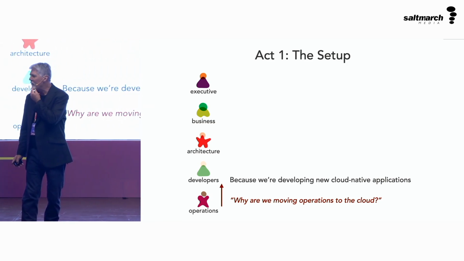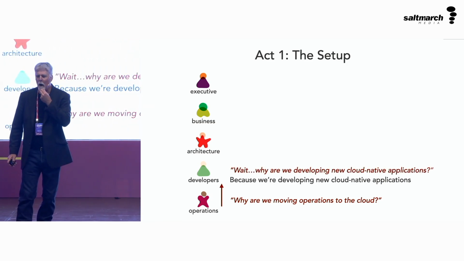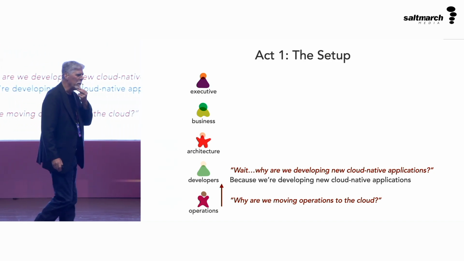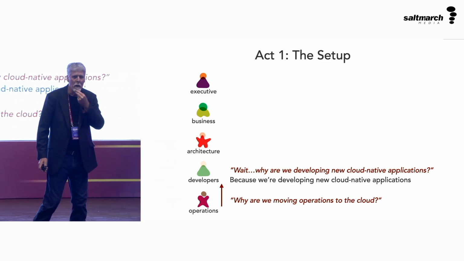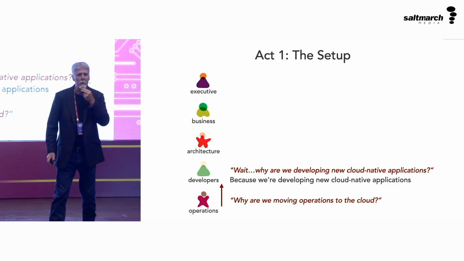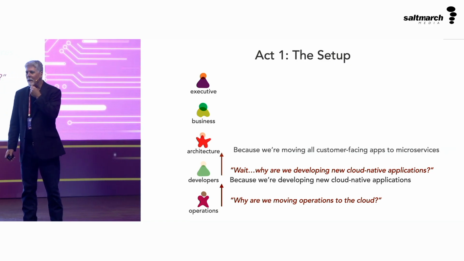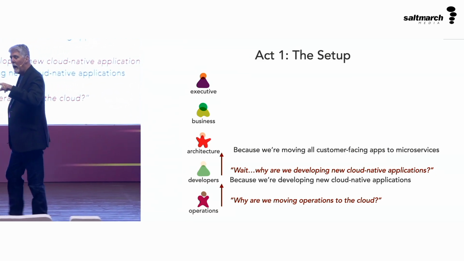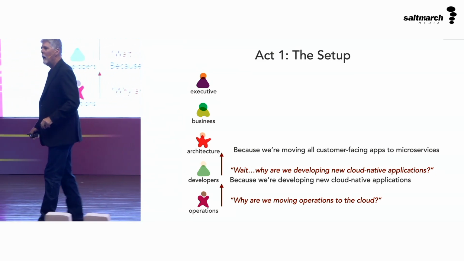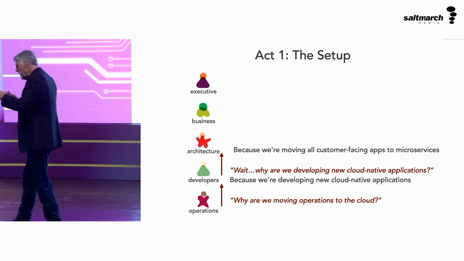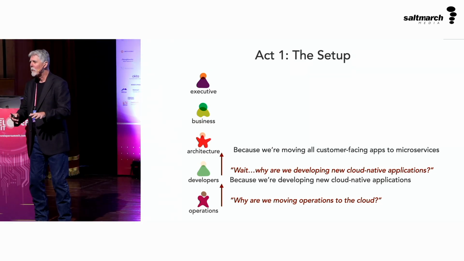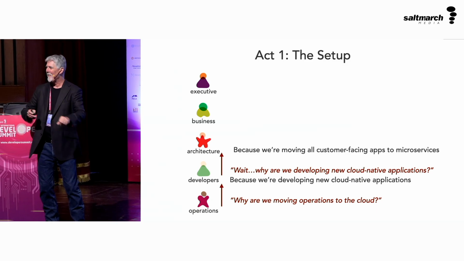But then the developers stop and say, wait a minute. Why are we developing new cloud-based applications, cloud-native applications? They don't know. That'd be nice to know. So what do they do? They ask the architects. And the architects say, well, because we're moving all of our customer-facing apps to microservices. Oh, got it. Microservices are cloud-native apps that need to go in the cloud. Hey, fine, thank you so much. The developers are all happy, and so they're all working.